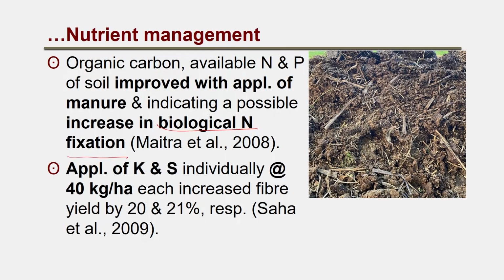Application of potassium and sulfur individually at 40 kg per hectare each increased fiber yield by 20 to 21%. Means really, definitely it was a good response to potassium and sulfur, where on an average 20% increase in fiber yield was noticed.